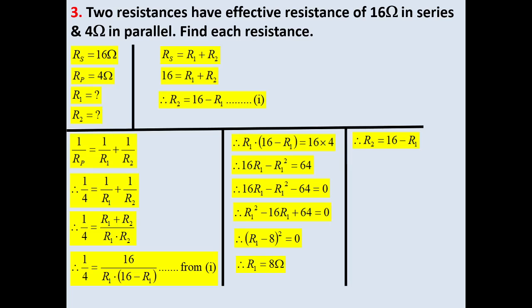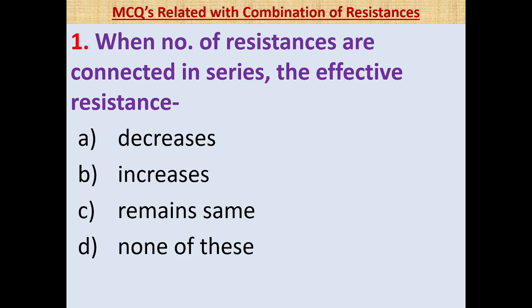Find out value of R2. So again it becomes 8 ohm. So R1 and R2, each resistance is 8 ohm.